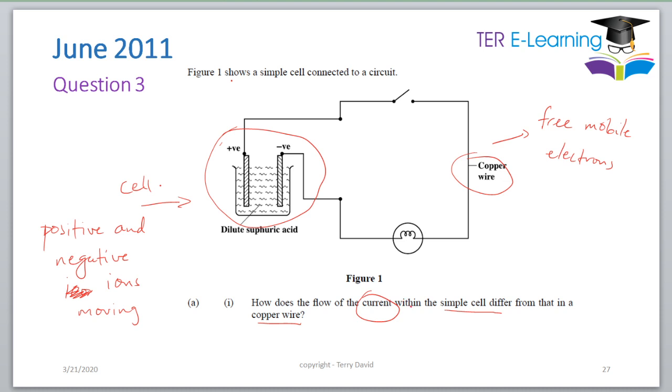So how does the flow of current within the simple cell differ from that of the copper wire? In the copper wire, the current is flowing because you have free electrons moving within the wire. In the case of the simple cell, we have positive and negative ions moving. That's what they want for the answer, all right? So just remember that current is a flow of charge, and the flow of charge could be the movement of electrons or ions, doesn't matter.